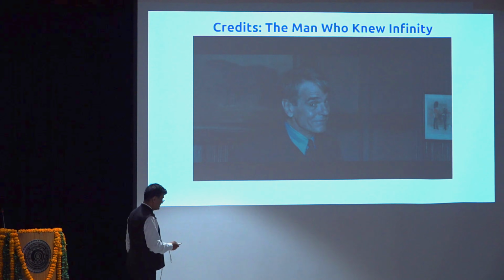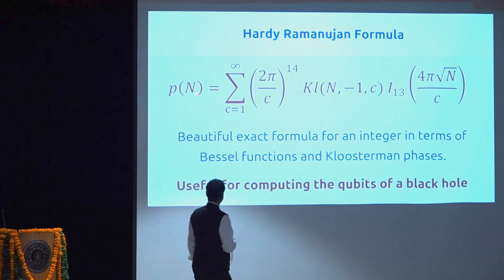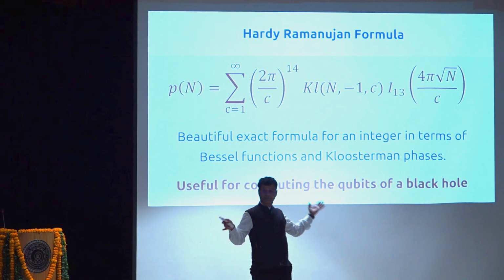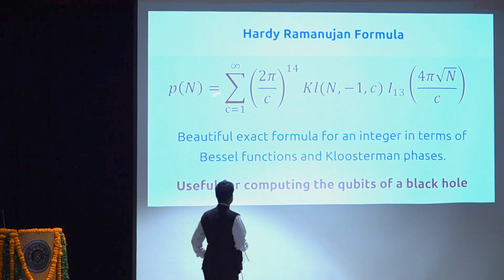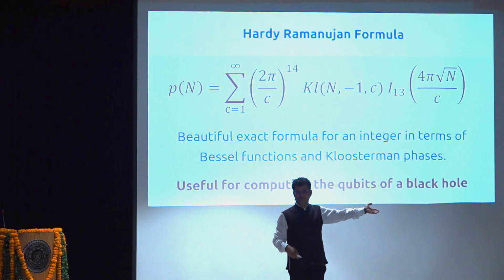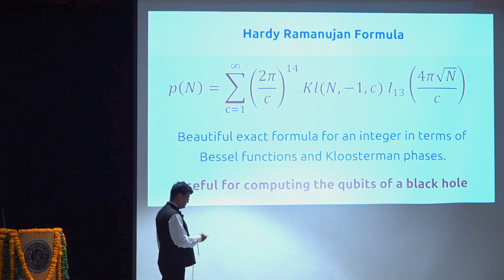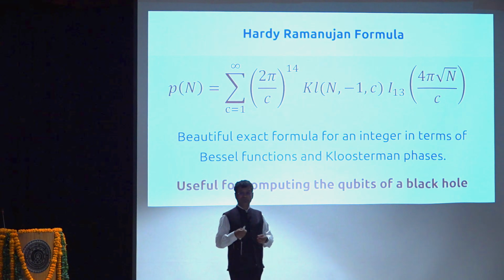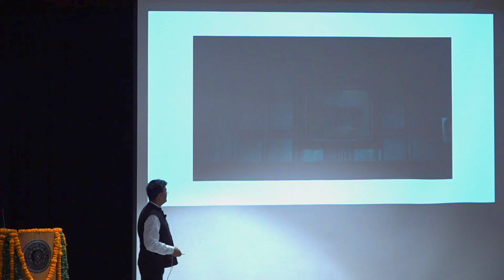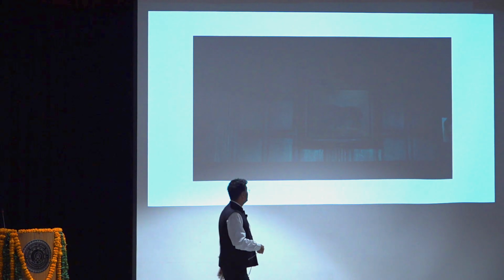But Hardy and Ramanujan had this beautiful formula. This is with 24 colors, partitions of an integer. And this is some Bessel function, these are some Kloosterman phases, some number theoretic phases. But it's an exact formula, it's a convergent series. And all that you have to do is plug in. In 2 minutes you can calculate this on a calculator. So you don't need to do painful addition. It's a beautiful exact formula, and it turns out to be useful for counting the number of qubits of a black hole, but not exactly this formula, a generalization of it. And this is the showdown when Ramanujan goes to meet him.